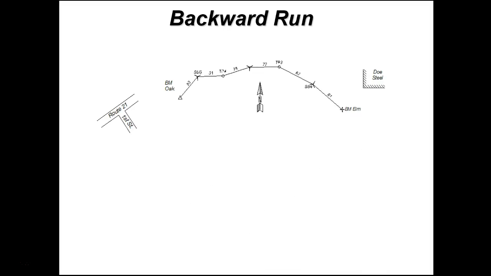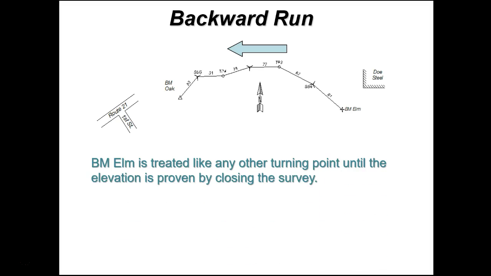Now we're going to work our way backwards from the elm tree back to the oak tree. So this is going to tell us, we went forward and got the elevation of the elm. Now we're going to go backward and we're going to see where we started and where we finished if those numbers are the same. Hopefully they are, but there's a little bit of error involved, right? So now we're working our way back that direction.